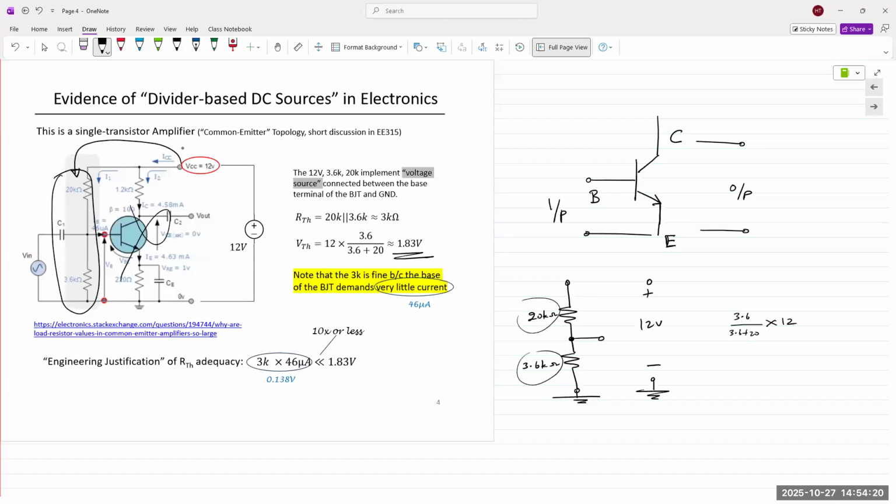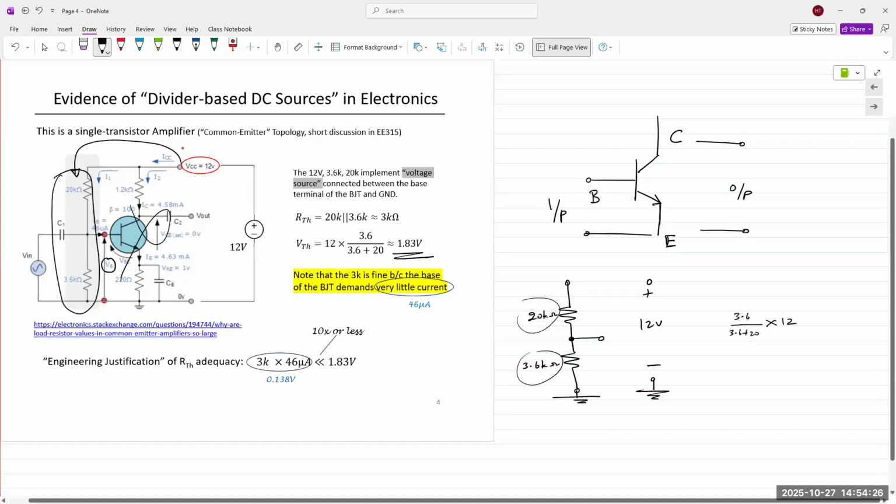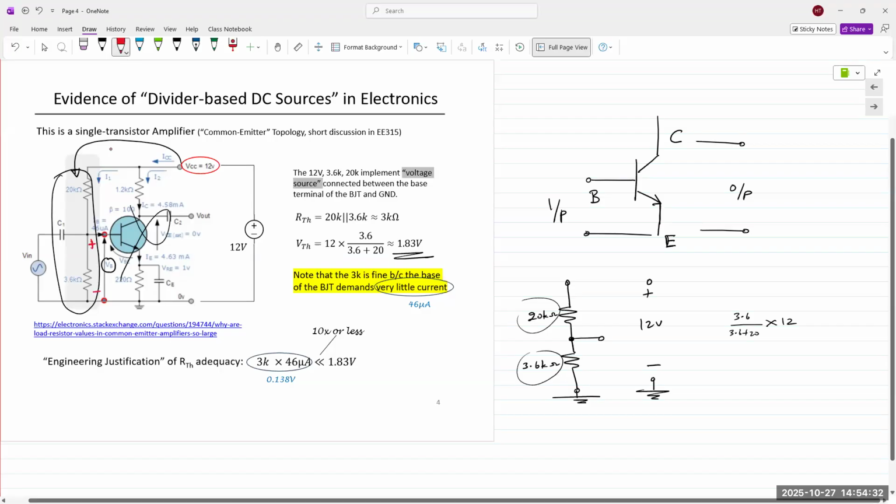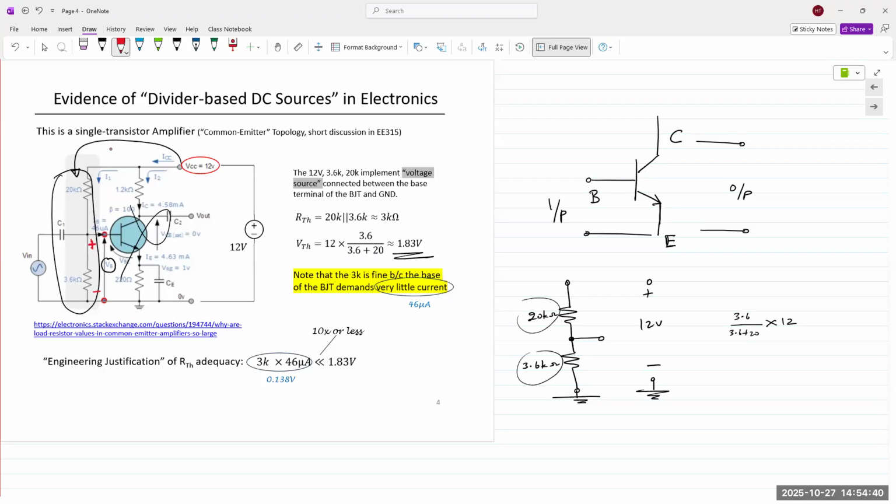That's a good question. It's right there. This one. It's here. It's going inside the base terminal. Yep. Exactly.